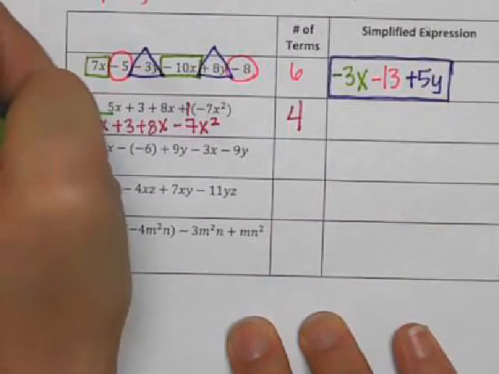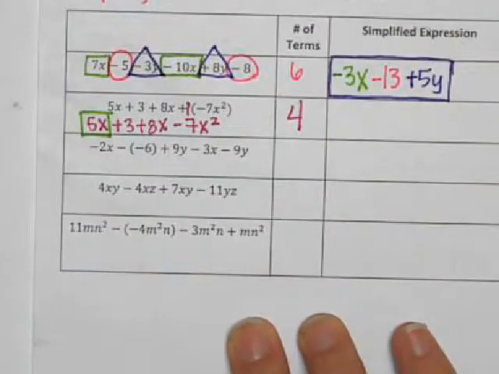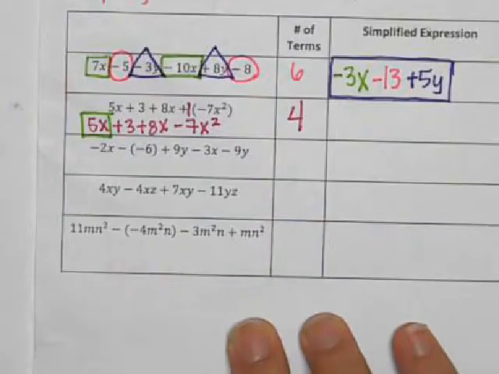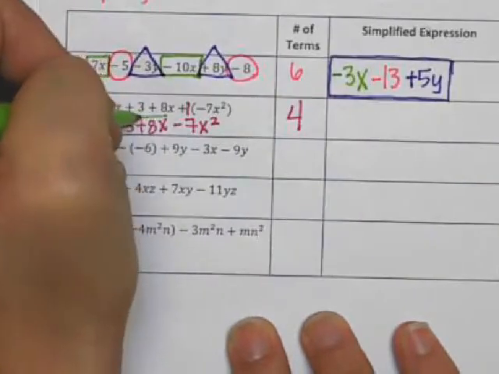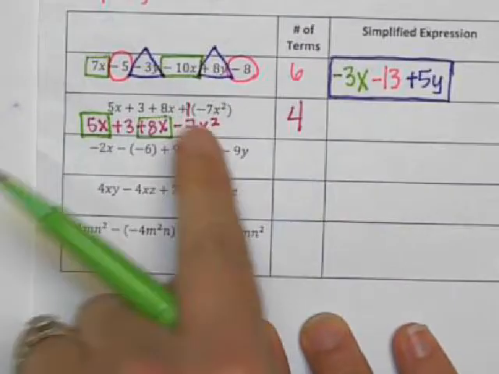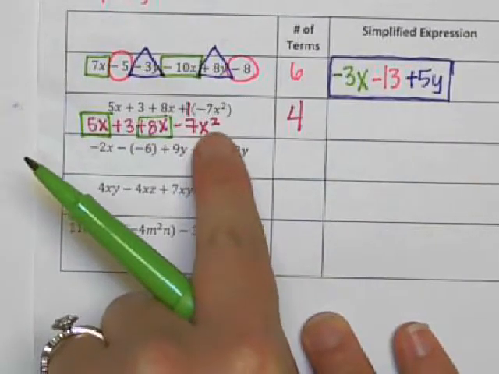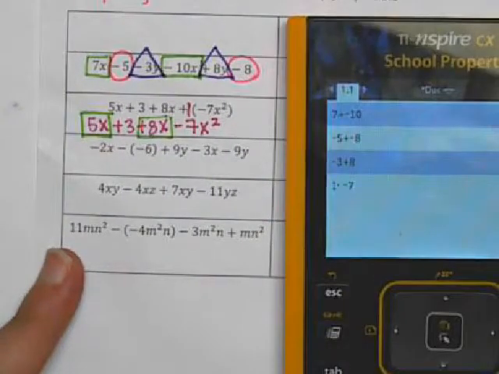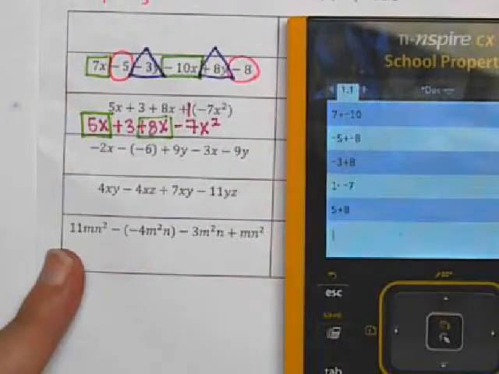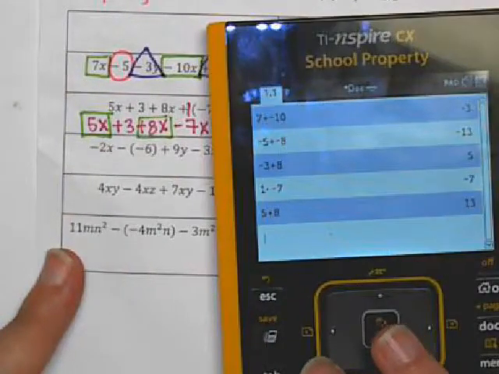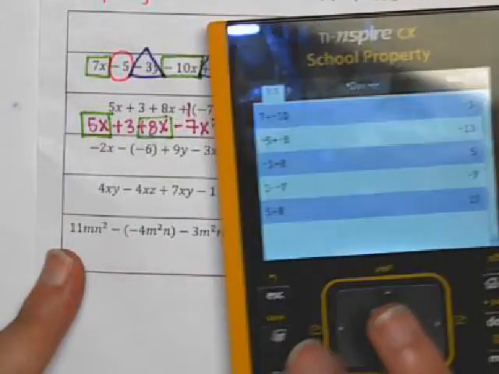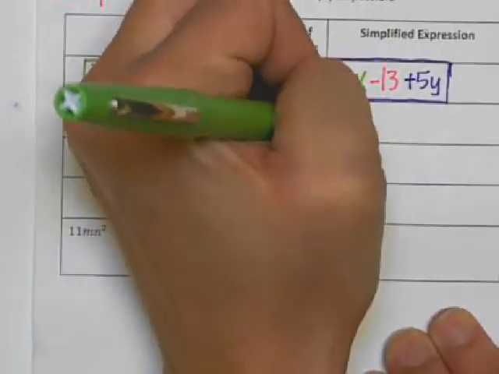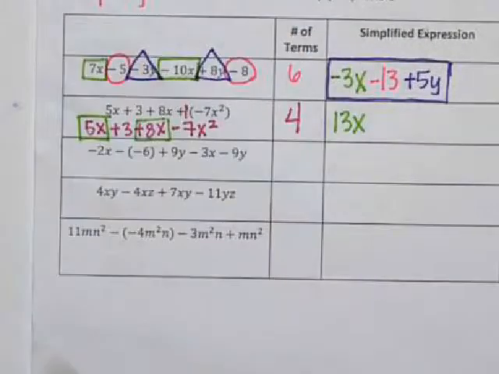So I'm going to put a box around my first term. And its like term, which is the same letter and exponent, is 8x. This has the same letter, but it's got a different exponent. So those are not considered like terms. So I'm going to combine them, and I'm going to do 5 plus 8 in my calculator, which will give me 13. So 5 and 8 combined give me 13, and that's going to be 13x.